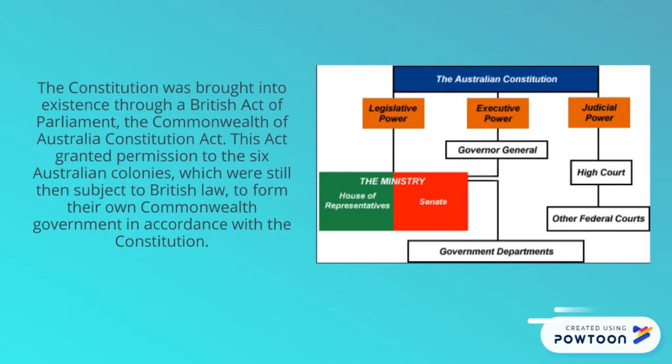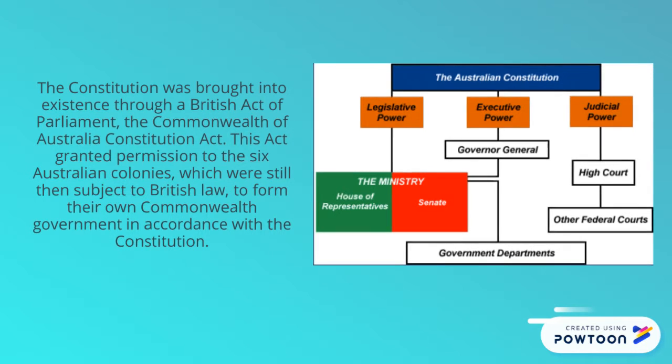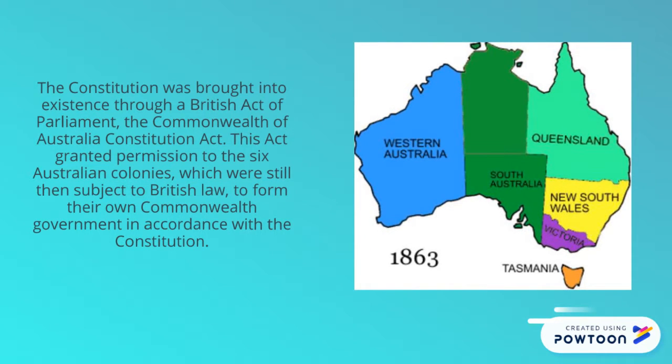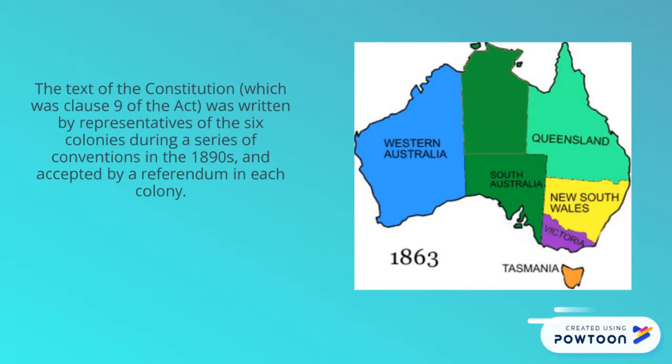The Constitution was brought into existence through a British Act of Parliament, the Commonwealth of Australia Constitution Act. This act granted permission to the 6 Australian colonies, which were still subject to British law, to form their own Commonwealth government in accordance with the Constitution. The text of the Constitution, which was a clause of the Act, was written by the representatives of the 6 colonies during a series of conventions in the 1890s and accepted by referendum in each colony.